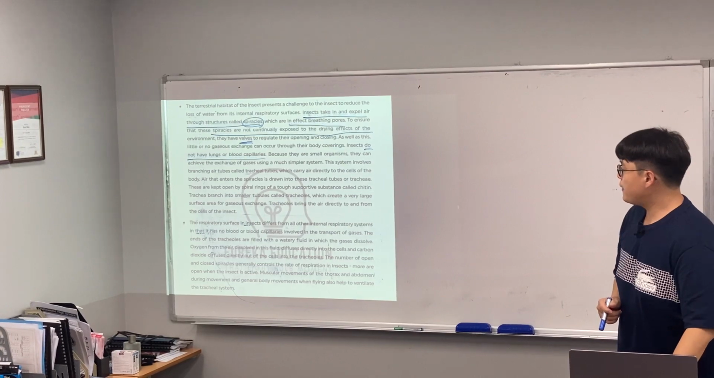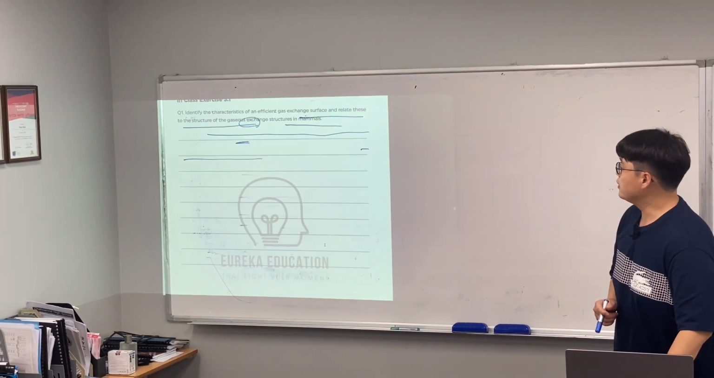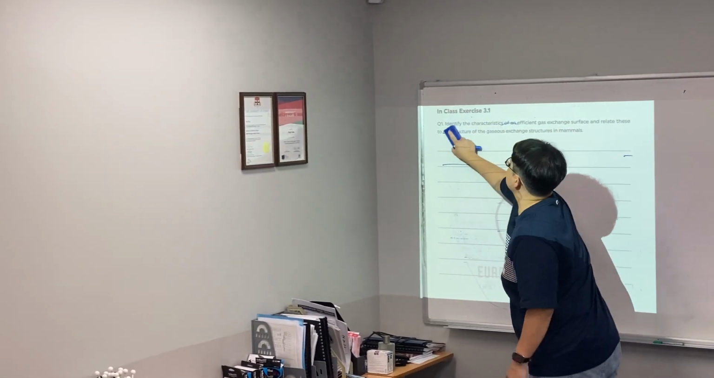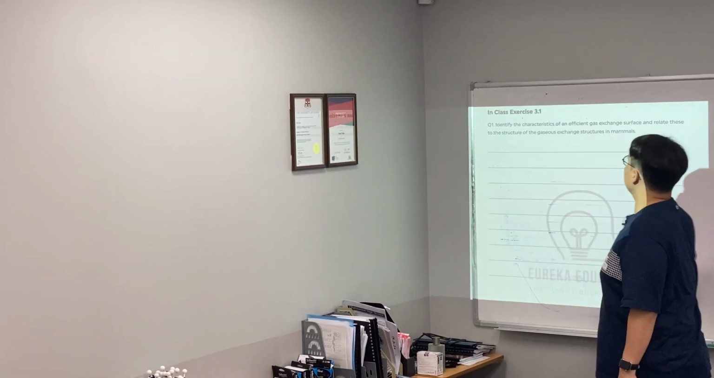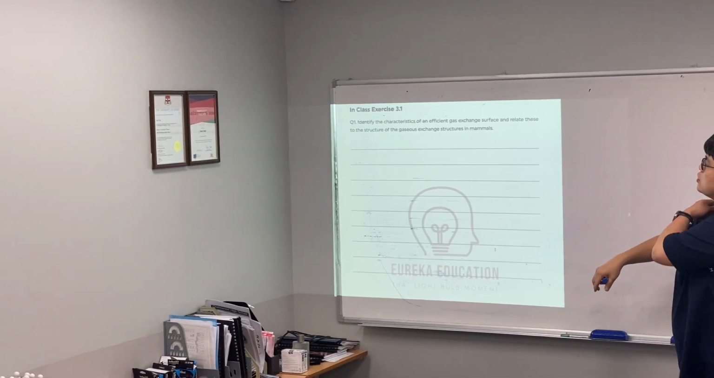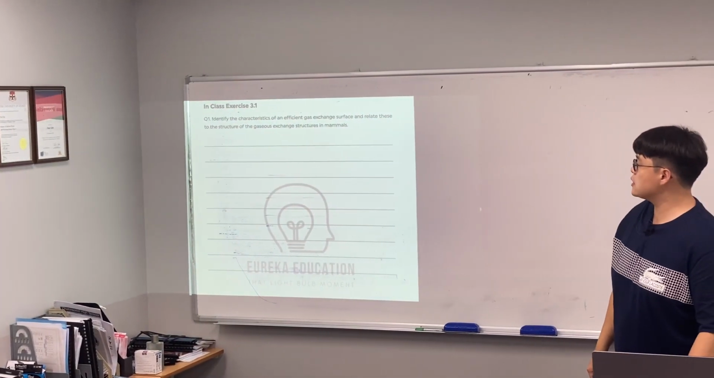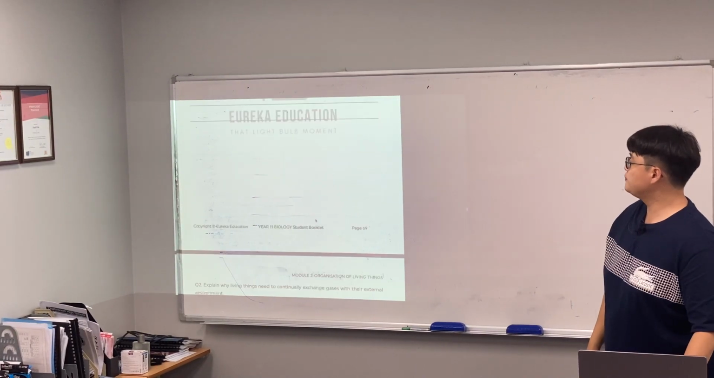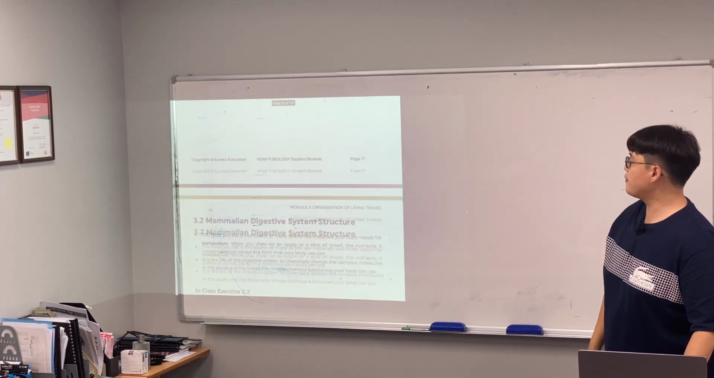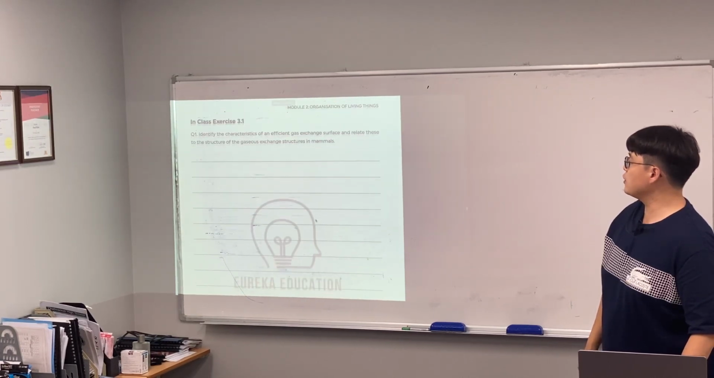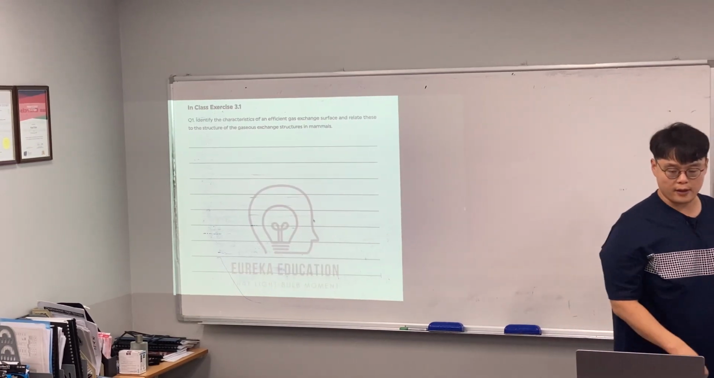So have a think about how you're going to answer question 1 on the next page, please. Identify the characteristics of an efficient gas exchange surface and relate these to the structure of the gas exchange structure in mammals, please. Okay, there are questions 1, 2 and 3. Could you answer these 3 questions then? We're going to go through the answers all together.